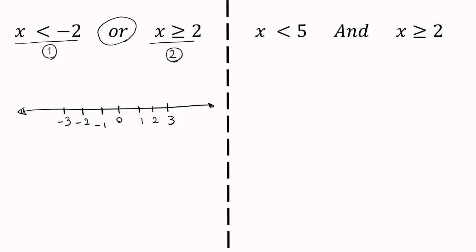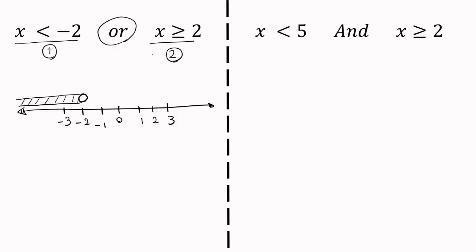I'm going to draw the first range. It says x is less than -2. -2 is not included because here I do not have an equal sign, right? So I must show it with a hollow circle, an open circle. And because it is less than -2, I must move toward the left or negative direction. So this is my first range.